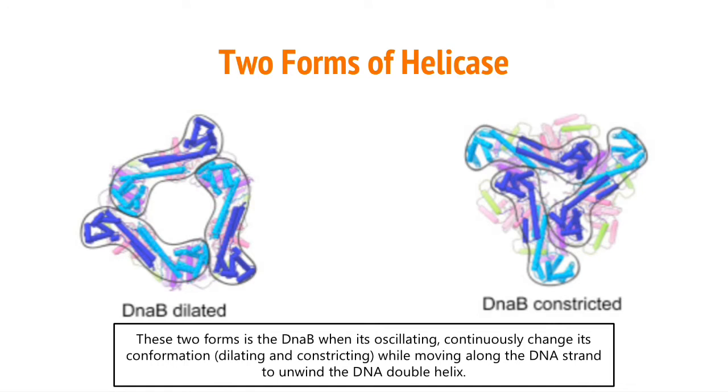Two forms of DnaB. DnaB is oscillating. It continuously changes its conformation into DnaB dilated and DnaB constricted form when it's moving along the strand to unwind the DNA double helix. In particular, the NTD, or N-terminal domain, will undergo a large conformational rearrangement. It will transition from a widened or elliptical dilated form encircling a broad central channel into a highly constricted form with a narrow pore, called the constricted form.